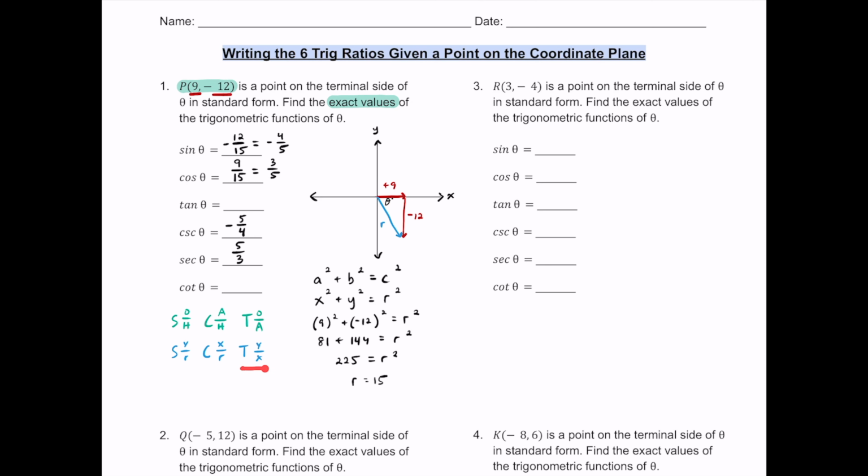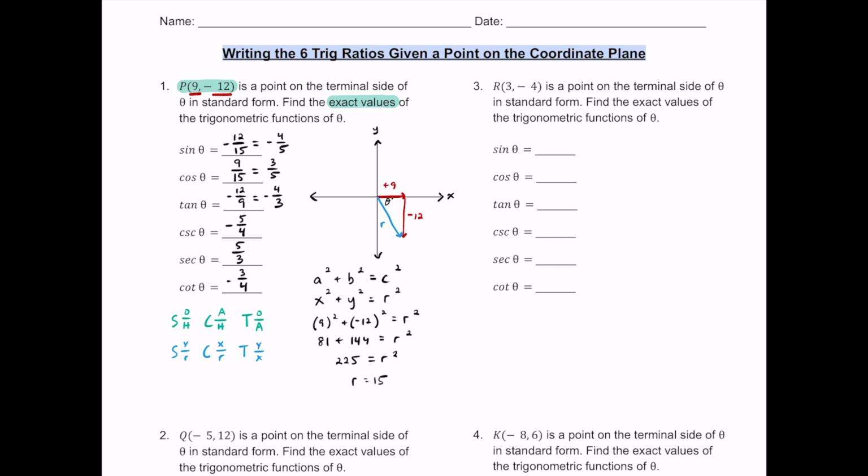Finally, for tangent, which is going to be y over x, well, y is going to be the vertical value, up and down, that's -12. X is going to be the horizontal, so it's going to be 9, so -12 over 9. So tangent's going to be -12 over 9. Divide them both by 3, and we're going to get -4/3. That's tangent. And then for cotangent, that's the reciprocal, which is -3/4, right?